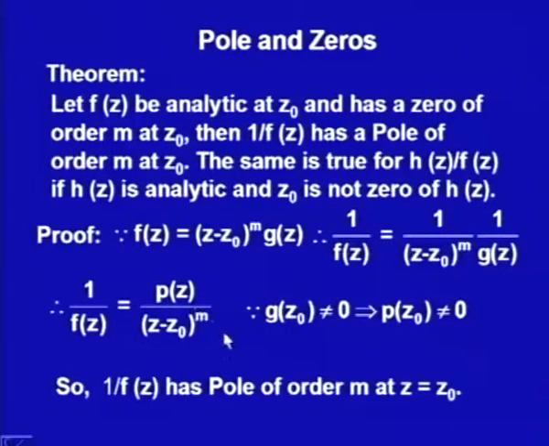So, p z would also not be 0 at z naught. What it says is that the function would remain defined, and so the theorem would be true for this h z upon f z also.